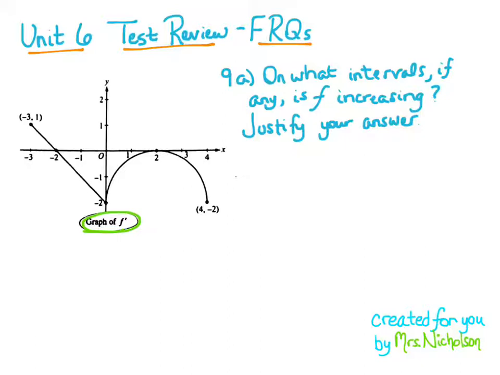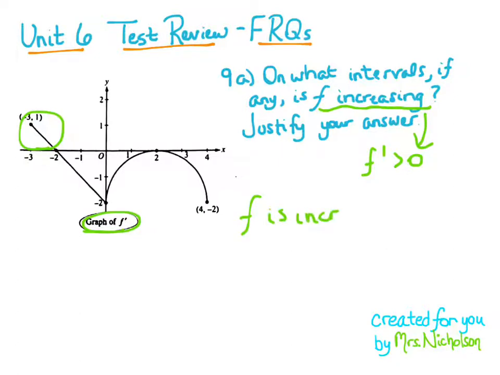Our first question says, on what intervals, if any, is f increasing? Justify your answer. F increasing, that's one of our flashcards. And what that means, if f is increasing, that means that f prime is greater than 0, or f prime is positive. And so I go and look at my graph of f prime, and the only place where this graph is positive is right here on this interval -3 to -2. And so that's going to be the answer to our question.